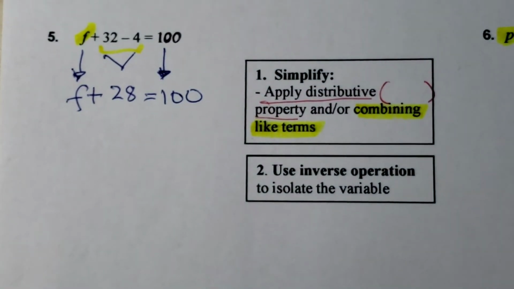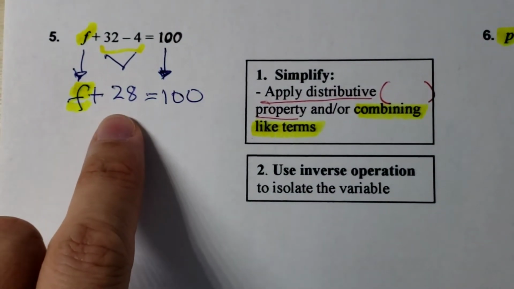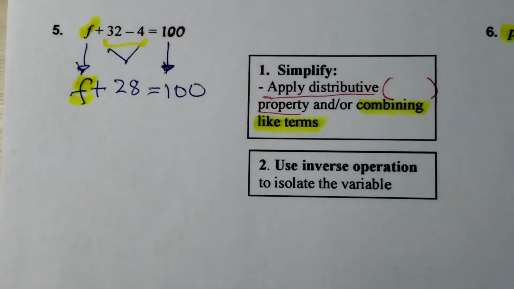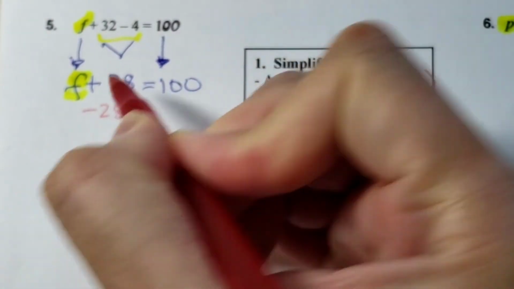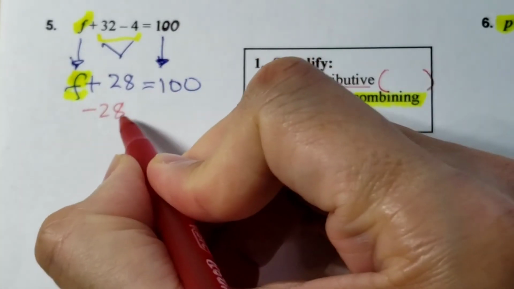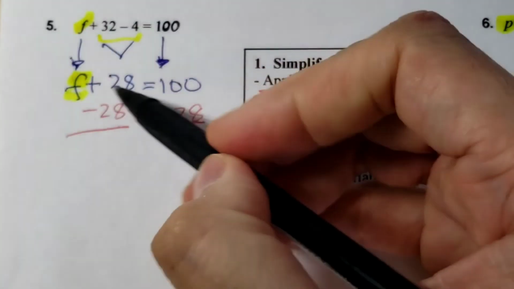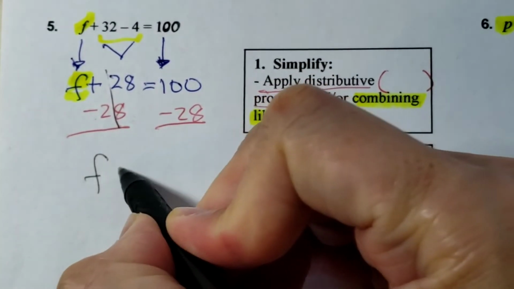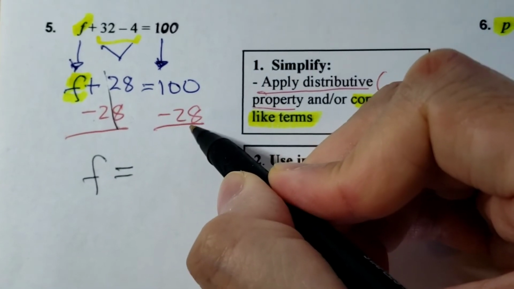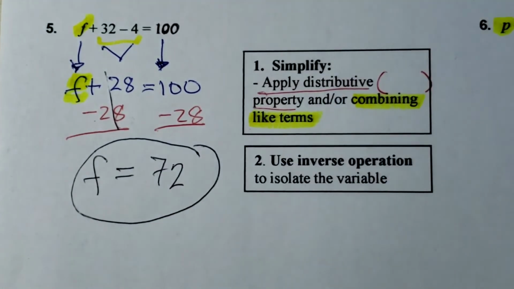Now we can solve for f by using inverse operation. So it says plus 28. Always look at the variable side. So undo plus 28, you subtract 28. And whatever you do on one side, you do on the other side. Okay? So let's solve this. These are opposites. That's a 0. 28 minus 28 gives you a 0. What's left is f equal to, what's 100 minus 28? Absolutely. It's 72. So the answer is 72.